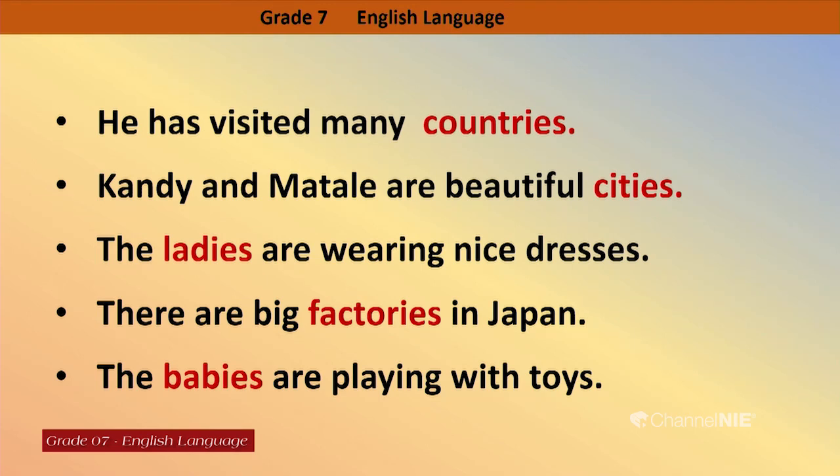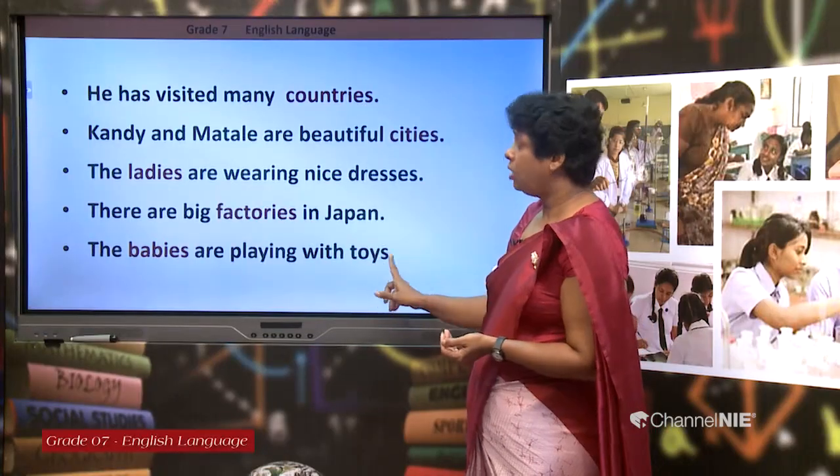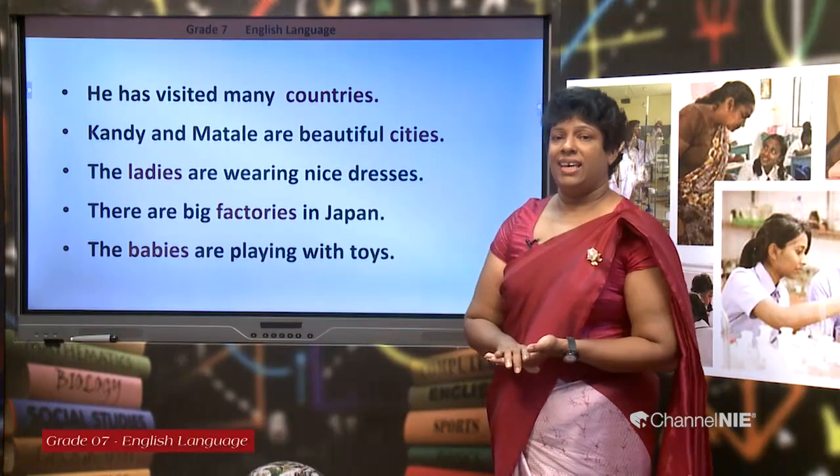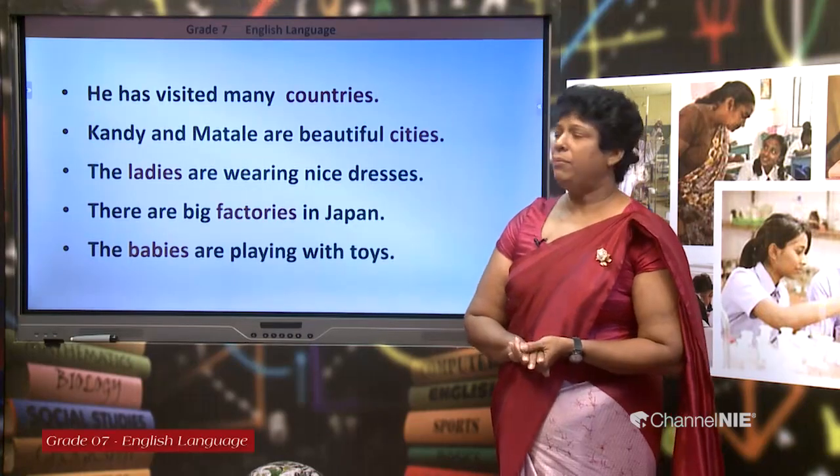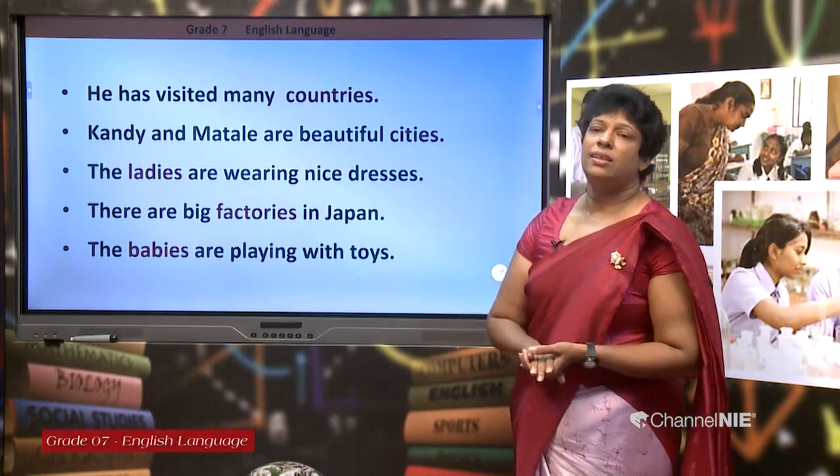The ladies are wearing nice dresses. You can see the word are is used, therefore it should be the plural. There are big factories in Japan. Factory, Y is omitted, IES are added to make the plural. The babies are playing with toys. The baby, 1, plural, babies.